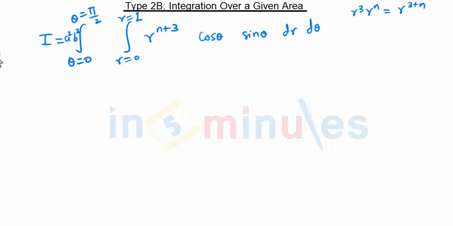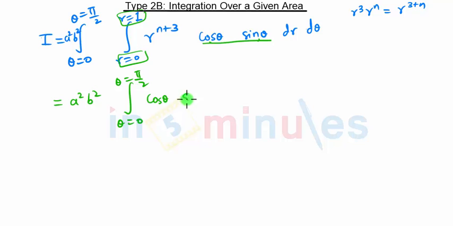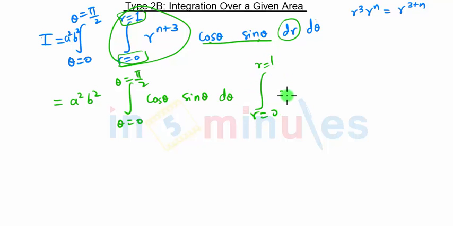Now if you see, in the limits of integration we do not have any theta terms in the r limits, nor any r terms in the theta limits. So the integrations of theta and r are independent of each other. We integrate a square b square times the integration of theta from 0 to pi by 2 of cos theta into sin theta, and another integration, r going from 0 to 1, of r raised to n plus 3 dr. Because we do not have any theta terms in the r part or r terms in the theta part, we are going to integrate these two terms separately.